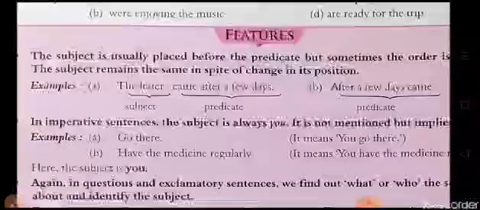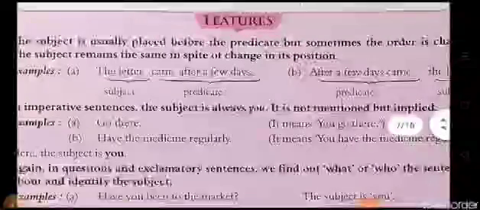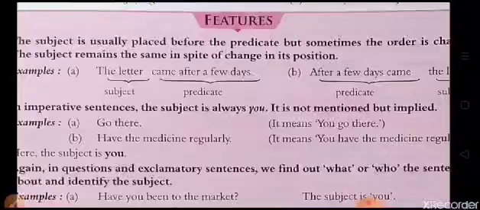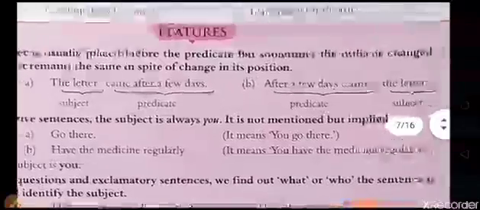Now the features. The subject is usually placed before the predicate, but sometimes the order is changed. The subject remains the same in spite of the change in its position. Here you can see the example. The letter came after a few days. Now here you can see the letter is a subject. Came after a few days is a predicate.